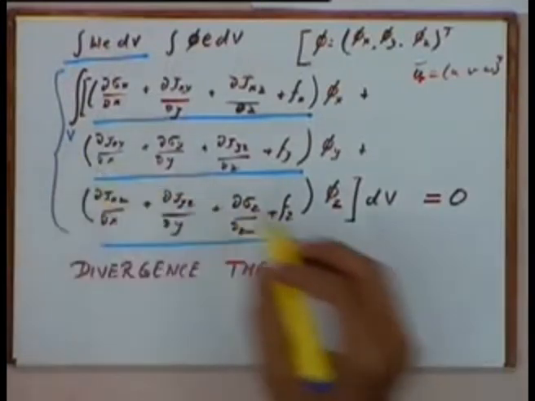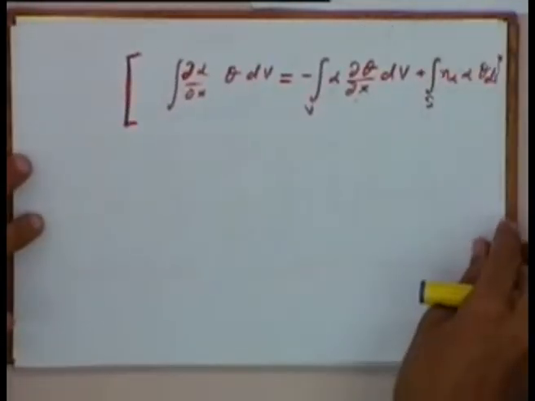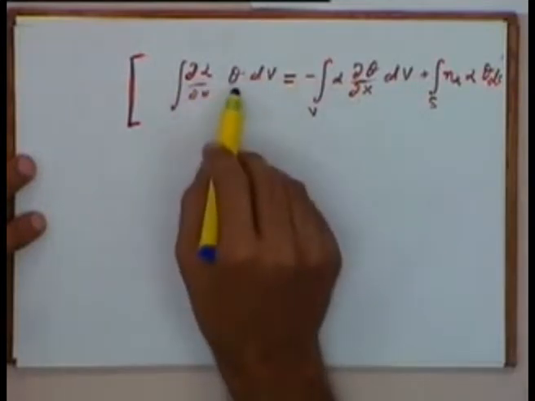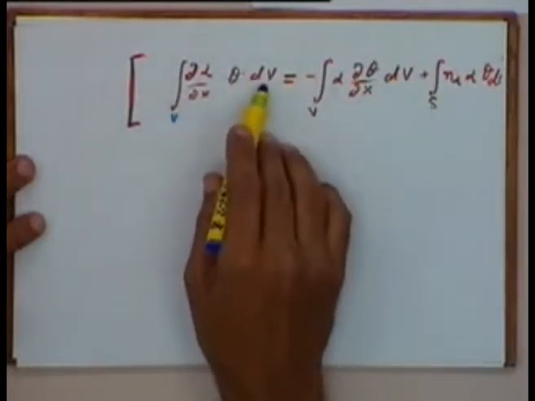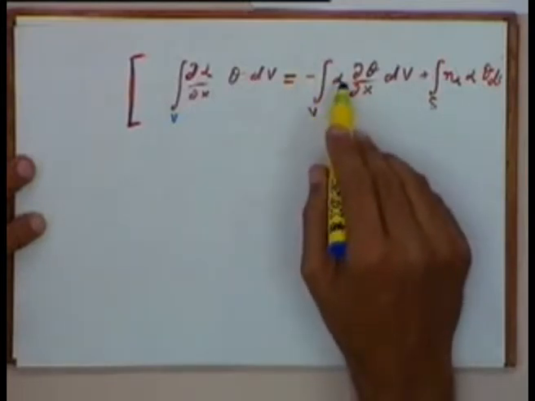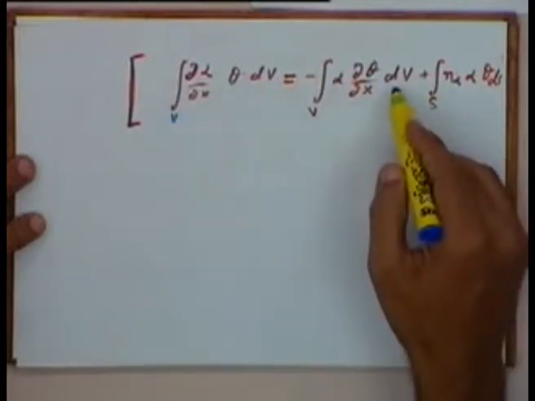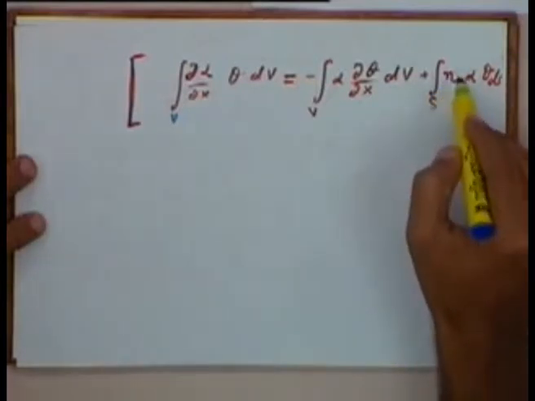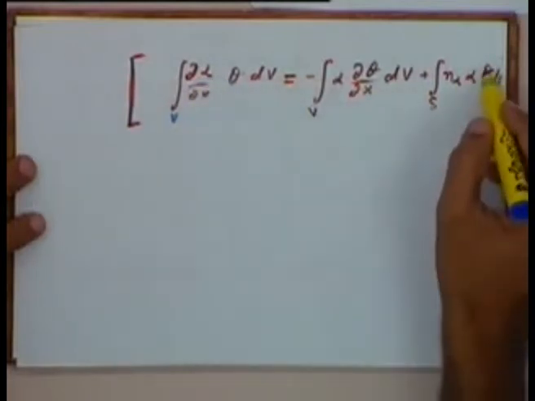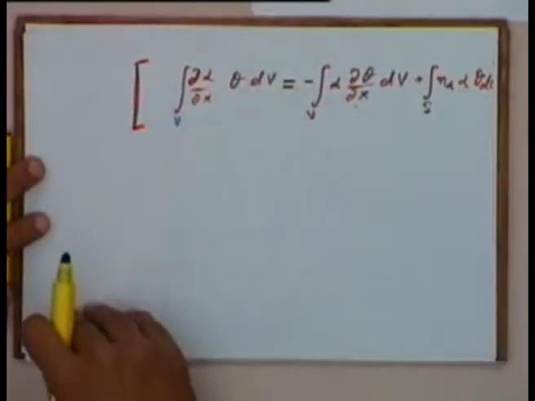Now in order to simplify this integral, we will be using what is called the divergence theorem. That means if we have a term alpha and a term theta and we want to evaluate the volume integral of del alpha by del x times theta dv, that will be equal to minus of the volume integral of alpha times del theta by del x dv, plus the surface integral of n alpha multiplied by alpha into theta ds. So this is what we call the divergence theorem.